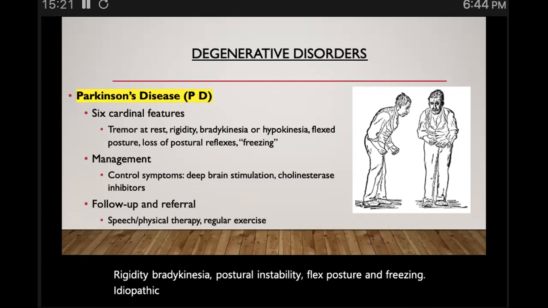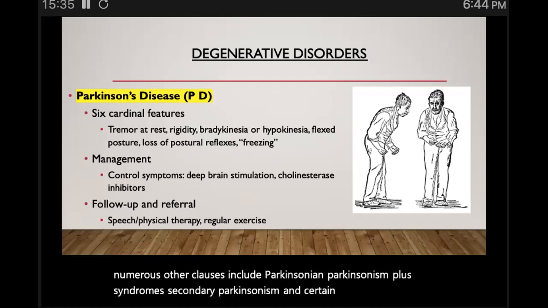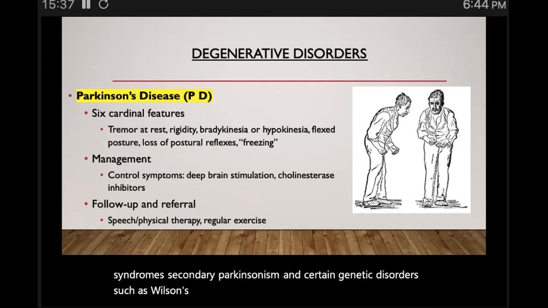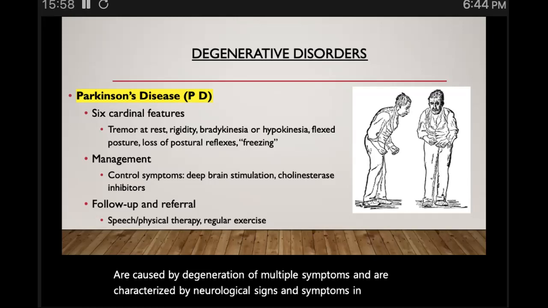Idiopathic PD is the most common cause of Parkinsonism, but numerous other causes include Parkinsonism plus syndromes, secondary Parkinsonism, and certain genetic disorders such as Wilson's disease. Patients with idiopathic PD make up the largest subgroup, which basically represents about 80% of the affected population. Parkinsonian plus syndromes are caused by degeneration of multiple systems and are characterized by neurological signs and symptoms in addition to Parkinsonism.